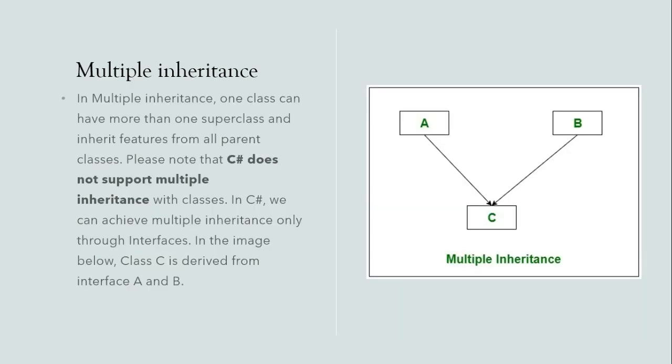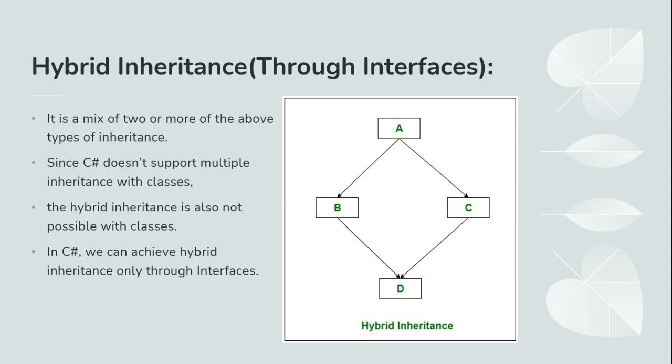And then we have multiple inheritance. In multiple inheritance, one class can have more than one superclass and inherit features from all parent classes. Please note C# does not support multiple inheritance with classes. In C# we can achieve multiple inheritance only through interfaces. In the image you can see class C derived from interfaces A and B. The reason behind C# not supporting multiple inheritance with classes is the diamond problem. I will explain that as well.